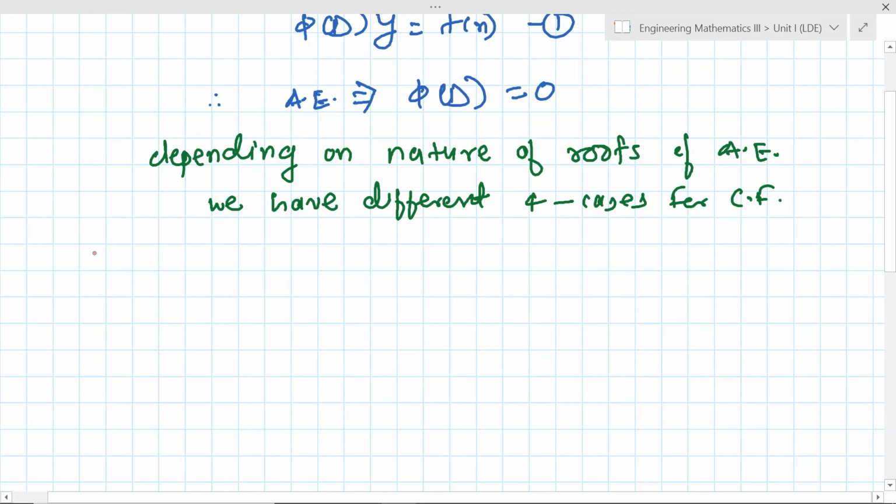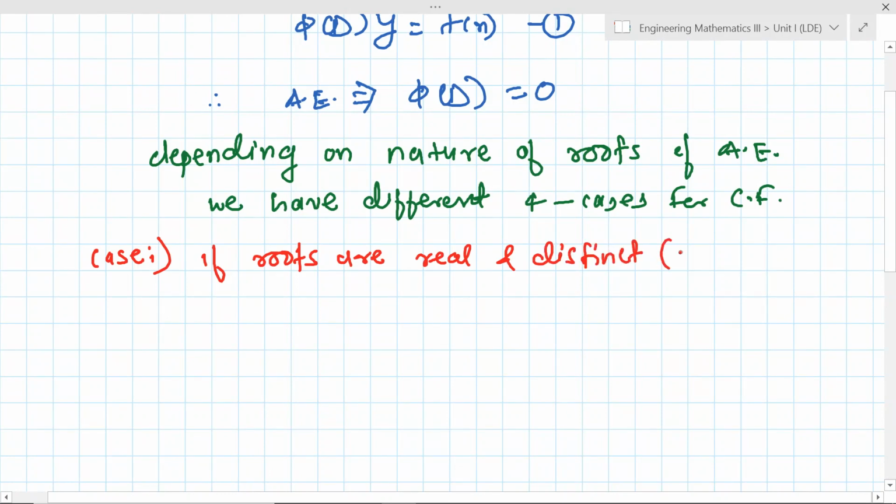Now the first case I am going to explain. If roots are real and distinct. Distinct means unequal. Whatever the equation we have, the nature of roots is either real and distinct, real and equal, complex, or complex repeated. These are the only four cases. We are going to discuss all the cases. So the first case is if roots are real and distinct.